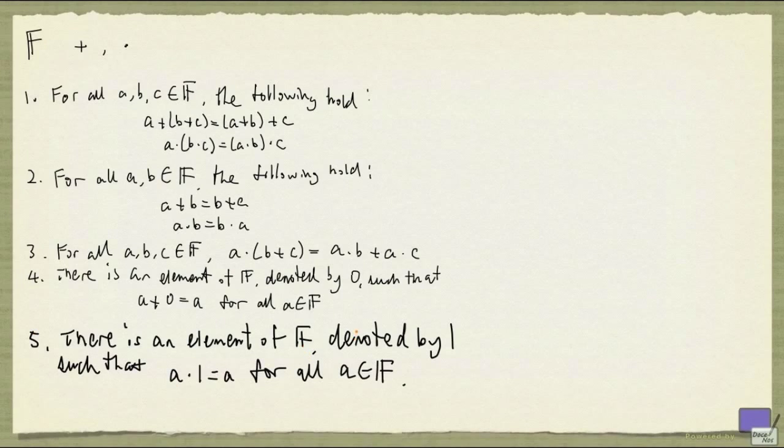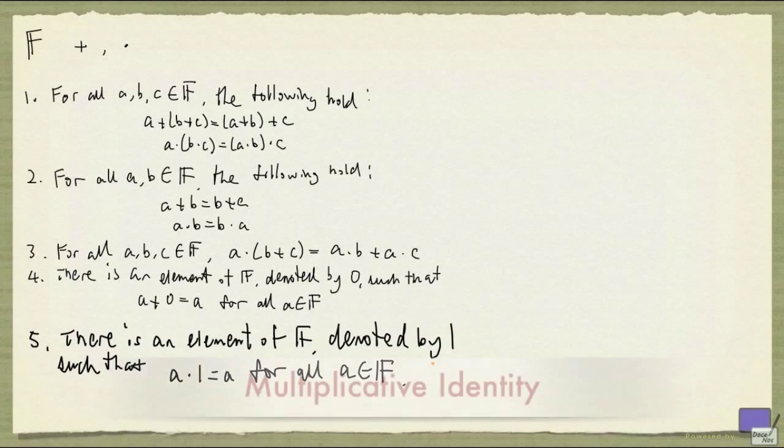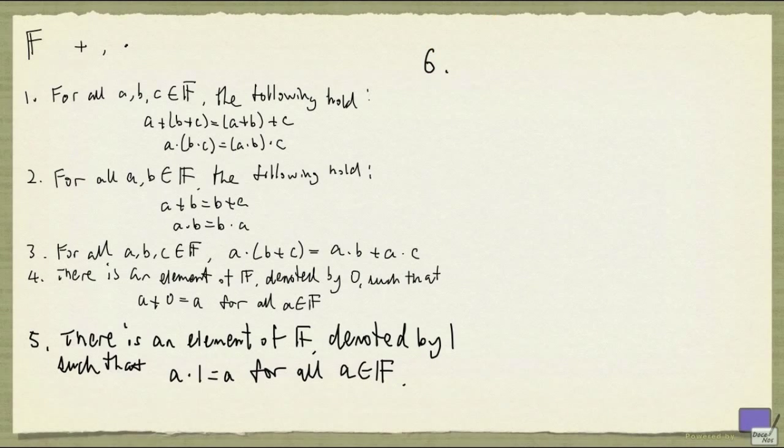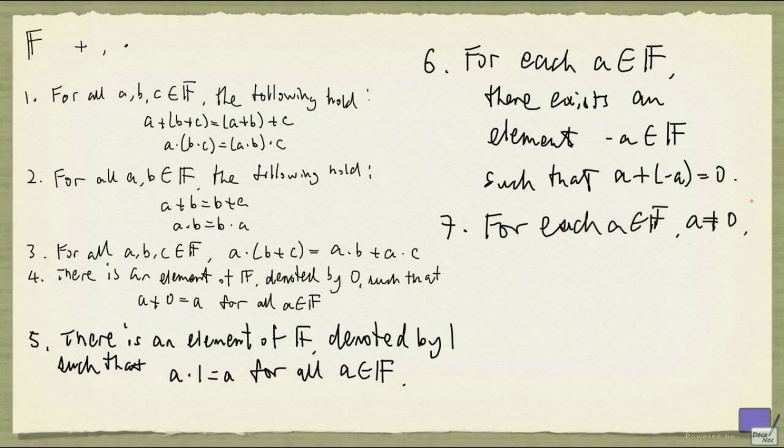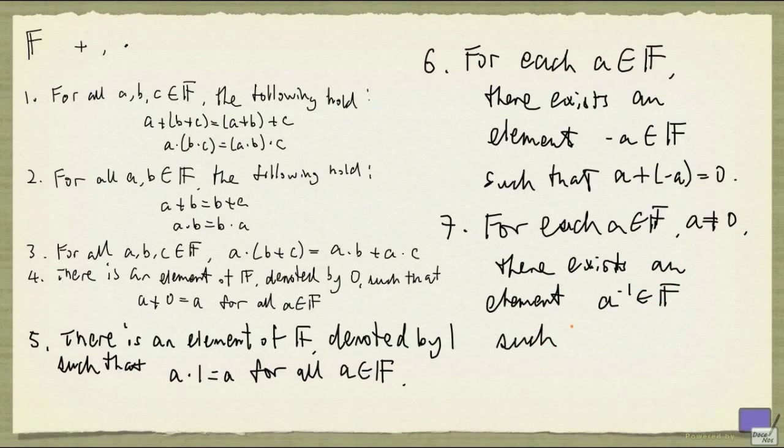There's also an element in F which we'll call 1, such that if you multiply that by A, where A is any element in F, you get back A. And this element is called the multiplicative identity. And the next two properties state that additive inverses and multiplicative inverses exist. For every element A in F, there exists an element in F which we call negative A, such that their sum is 0. And finally, for every A in F, where A is non-zero, there exists an element A superscript minus 1 in F, such that their product is 1.